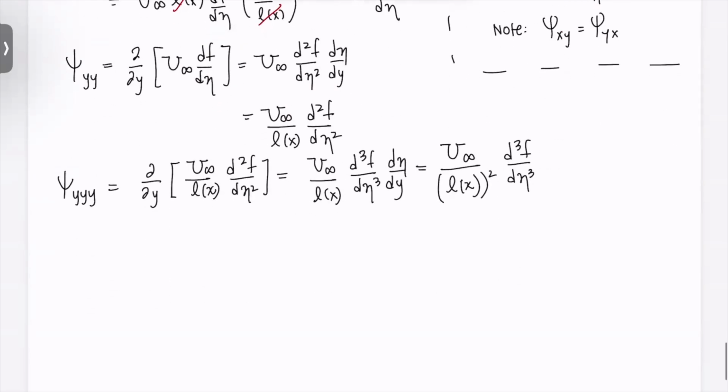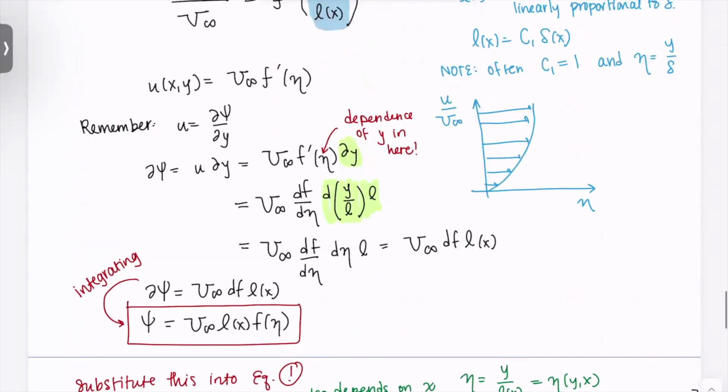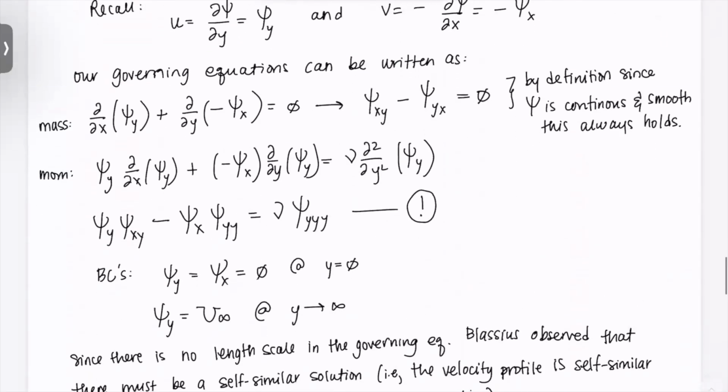Okay, so substituting all of this into our equation exclamation point gives us, hang on, let me just, I'm gonna just copy this for my own convenience.